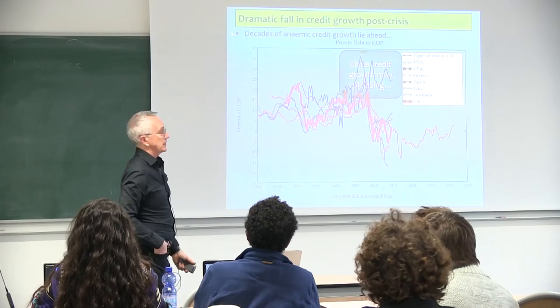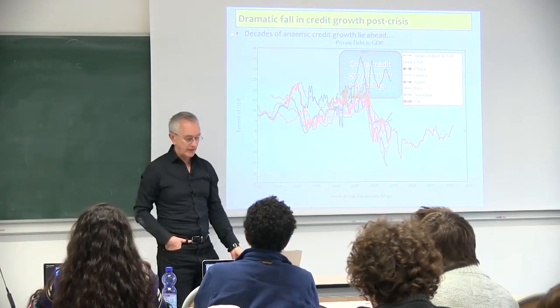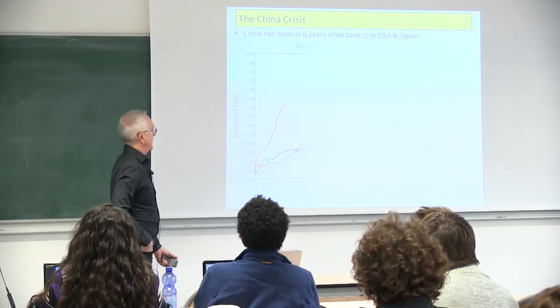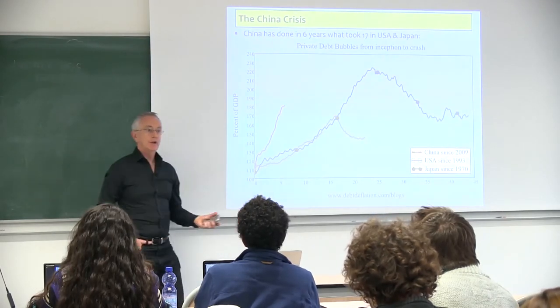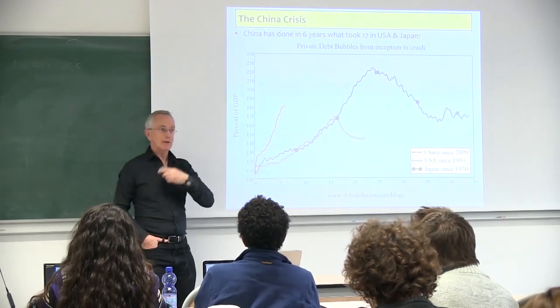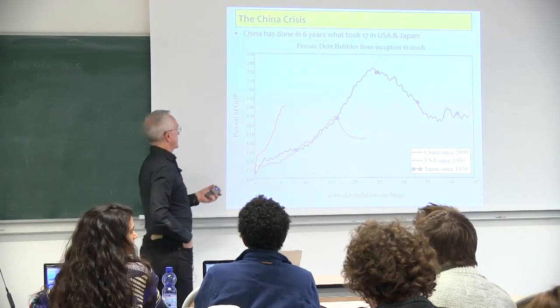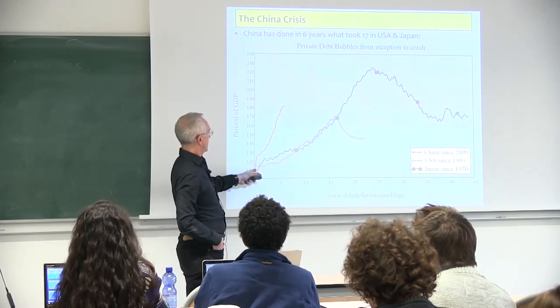So the only one that's actually growing is China, and that's got to crash. It's grown far, far faster than even America and Japan have. And just to give you an idea of that, China began its borrowing binge in the aftermath of the financial crisis. That was their way of avoiding the impact of the financial crisis on the economy. So this is looking at the ratio of private debt in China starting in 2009.